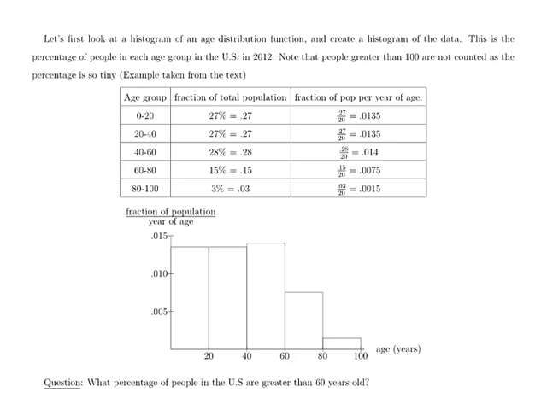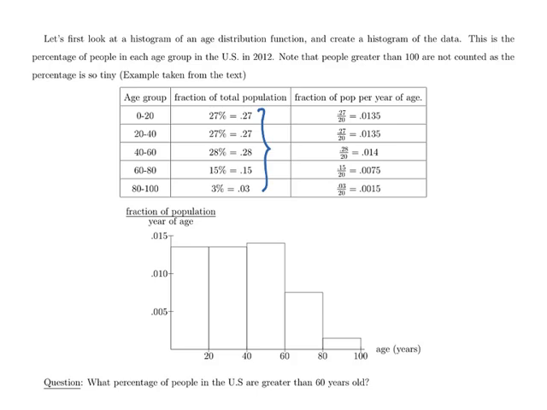So 27% of people in the United States in 2012 are between the ages of 0 and 20, whereas 15% of the people are in between the ages of 60 and 80. We're going to use that information to build a histogram of this data, seen below. One thing that we're going to do beforehand, and we'll talk about why in the next couple pages, is that we're not going to use the values of 0.27, 0.28, 0.15, and 0.03.